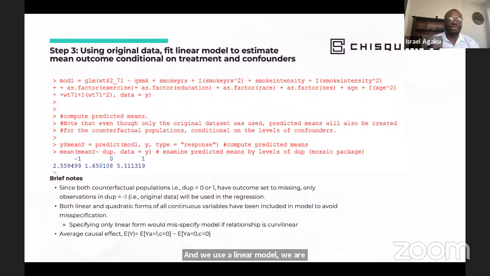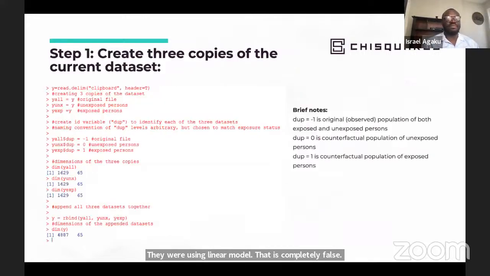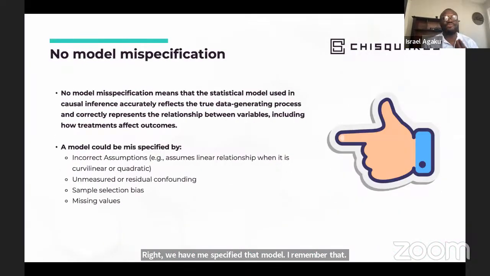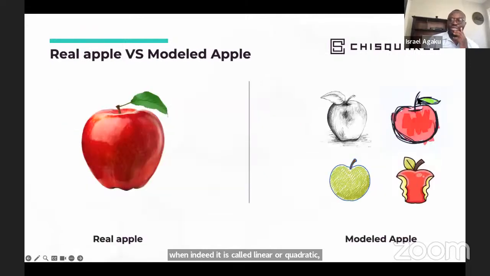If it's linear and we use a quadratic model, we are still fine. However, if the relationship is quadratic in nature and we use a linear model, that is completely false. We have misspecified that model. And remember that one of the assumptions for causal inference is no model misspecification, right? You cannot have incorrect assumptions. Like you cannot assume that a relationship was linear when indeed it is curvilinear or quadratic, right? It is like saying that, oh, the apple is red, but we're painting it green.